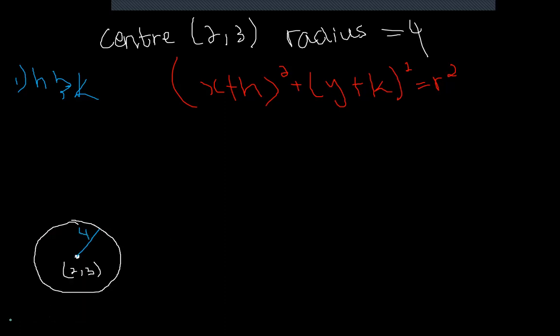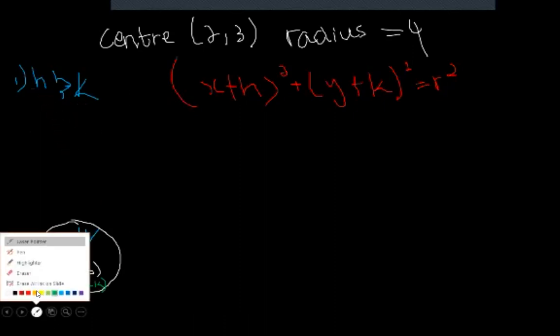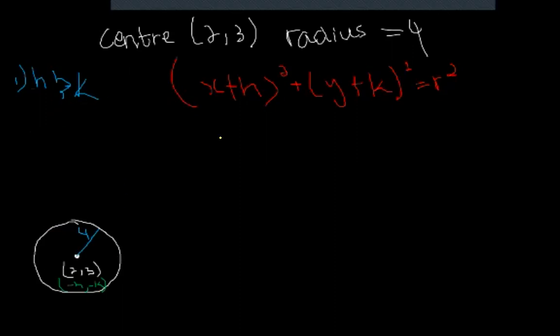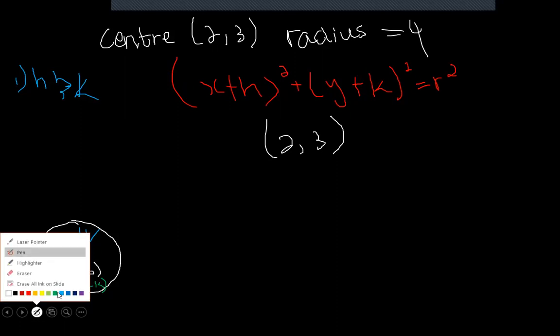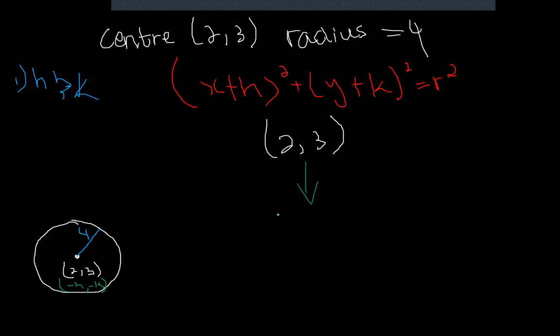Remember, the coordinates of the center is in the form minus h, comma, minus k. But if you look at this first step, they want us to identify h and k, not minus h and minus k. So this is what you do. All this we did last class, yeah? So looking at the center, we said the center is in the form minus h, minus k.